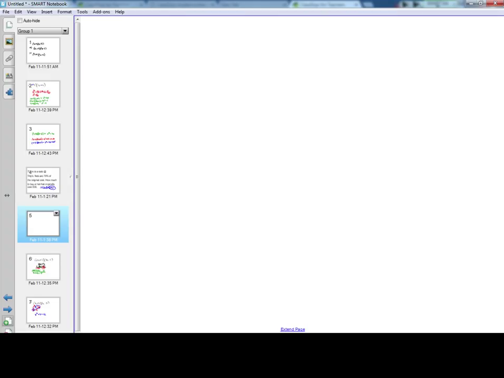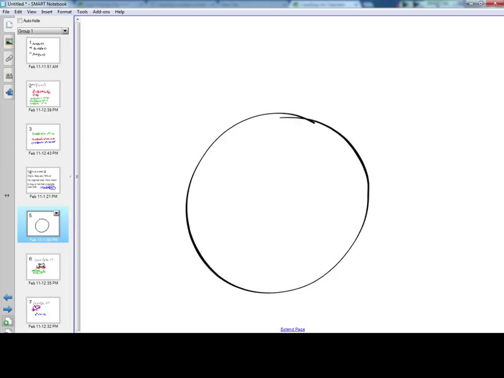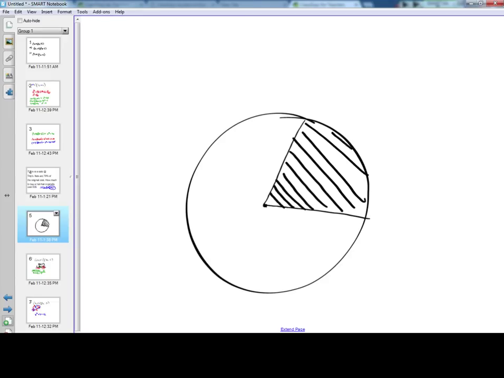Does everyone know what a sector is? If you don't, let's talk about what that is. A sector is simply a slice of pizza. So if I've got a circle and I want to know about this piece right here, that, my friends, is a sector of the circle. That is a sector of the circle, what's shaded in there. And I know it's not really shaded, but you know what I mean by shaded.